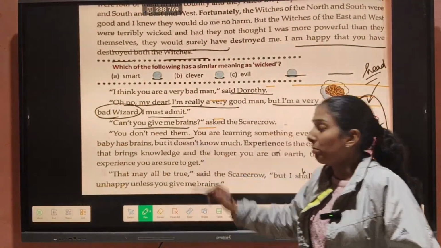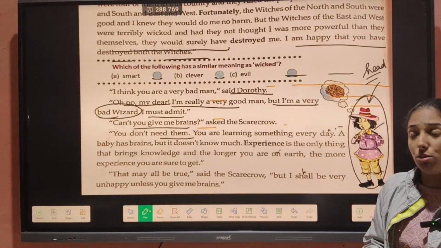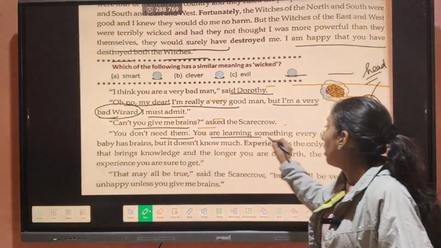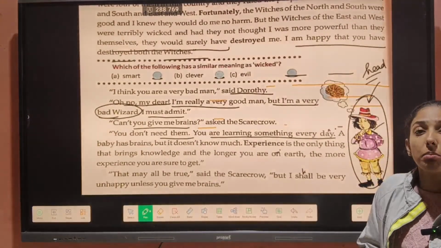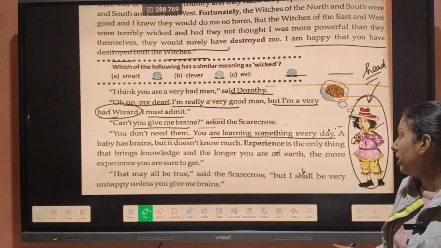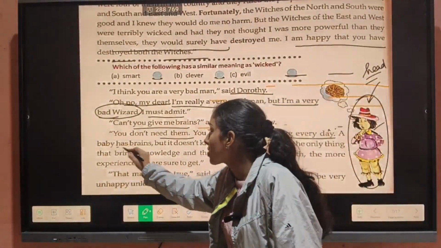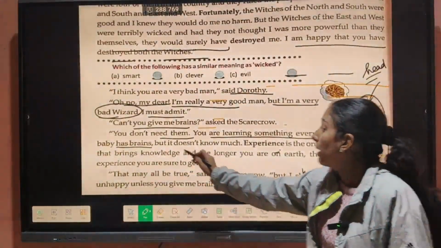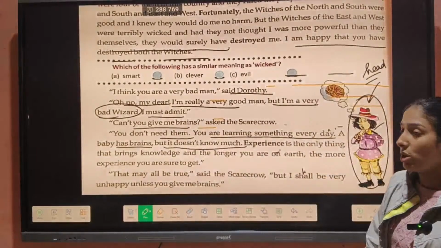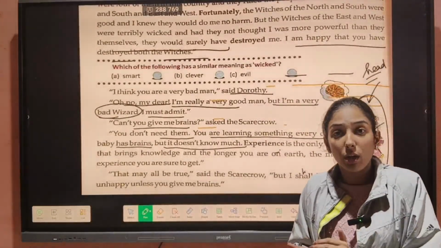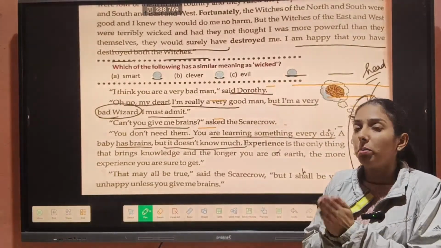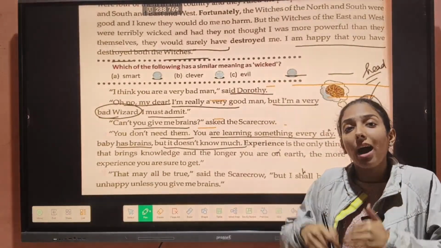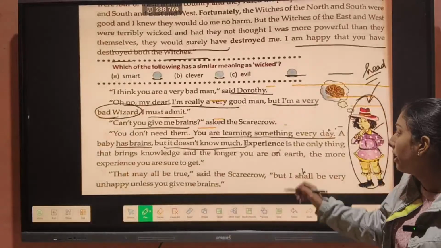"You don't need them," the Oz is saying that you don't need a brain. "You are learning something every day," that you are learning something new every day. You don't need a brain. "A baby has brains, but it doesn't know how much." Like when we are born, we are having a brain. We don't need to ask God that, oh God, please give me a brain. No, we are having a brain in us already.